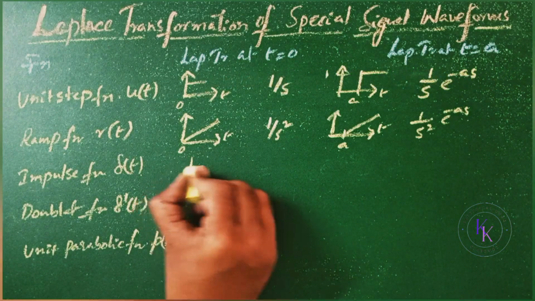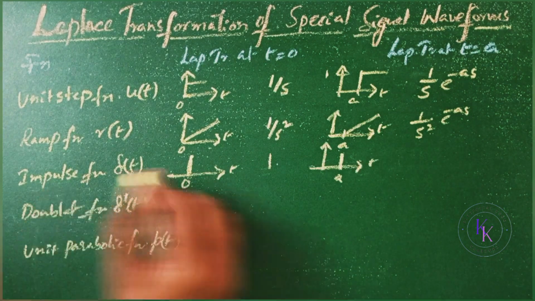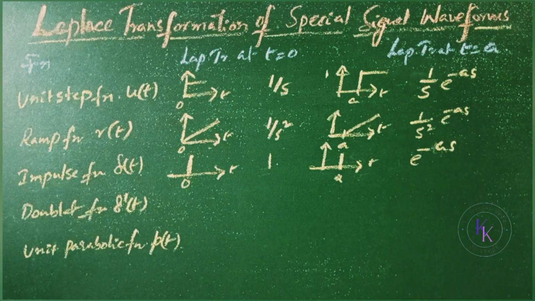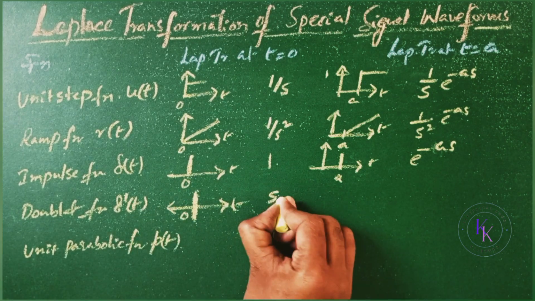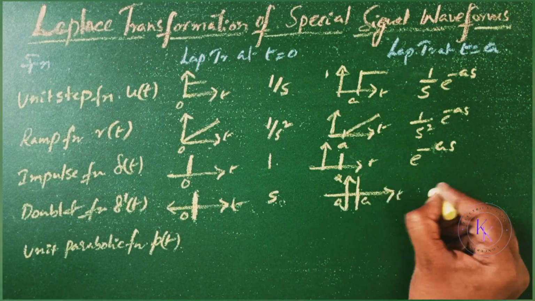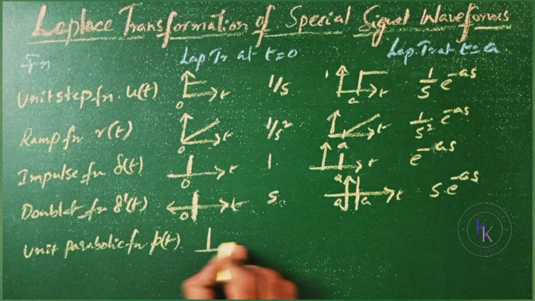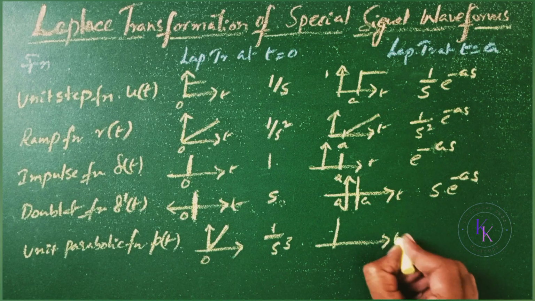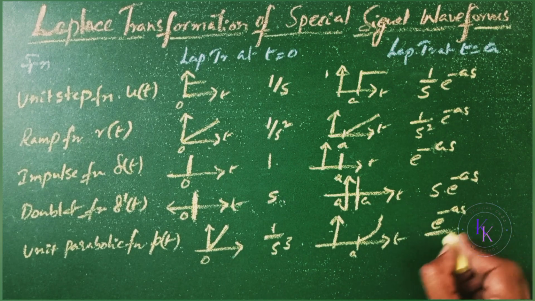Now impulse function, which is going to occur at 0, graphical representation, and the Laplace transform is 1. If the impulse function occurs at a, then the Laplace transform will be e power minus as. Now doublet function at 0. For this, Laplace transformation is s if it occurs at 0. If this doublet function is going to occur at a, then s into e power minus as. Now unit parabolic function, which is going to occur at 0, then 1 by s cube. If this parabolic function is going to occur at t equals a, then the Laplace transform will be e power minus as divided by s cube.